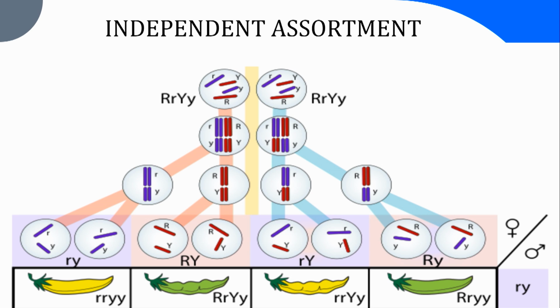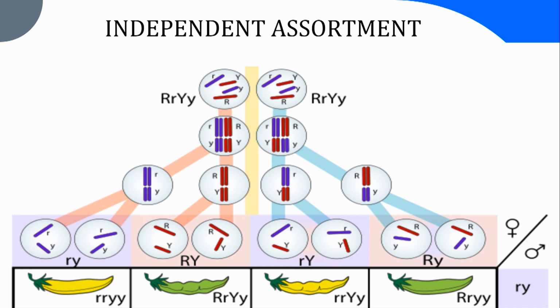Look at the top up there. We have these 2 different cells, and they're both heterozygous. They've got big R, little r, big Y, little y. And then the same thing on the right for that other cell. Now what independent assortment means is just because you get one recessive gene doesn't mean you're automatically going to get the other recessive gene. They are being sorted independently of each other.